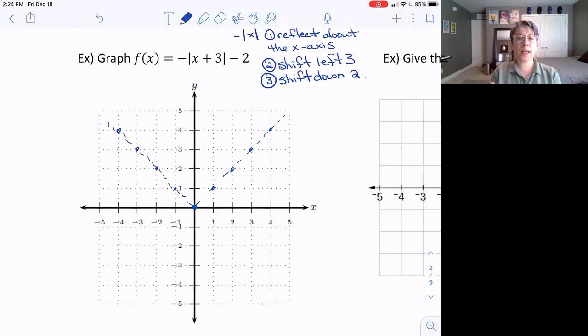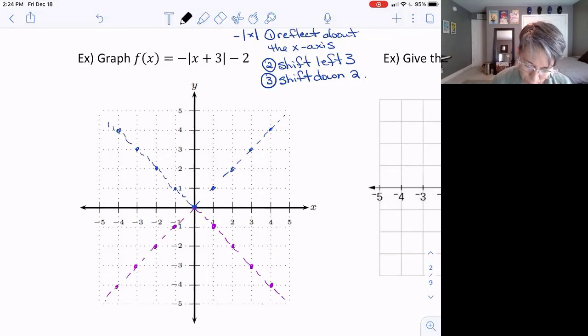And multiplying all of those output values, in other words, all of the y's, by a negative means it's going to flip over the x-axis. So flipping everything downwards, our graph is going to look like that in purple. And now we can shift all of those points left 3 and down 2. So I'm going to do that final graph in black.